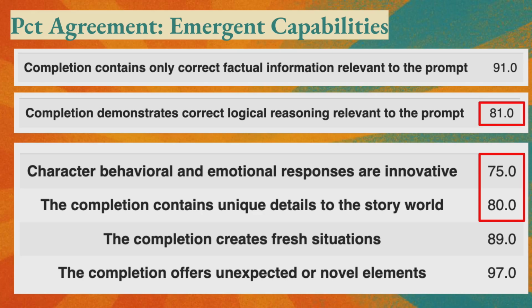The other two, I feel great. Completion creates fresh situations, 89%. That's close enough to 90%. And the completion offers unexpected or novel elements, 97% alignment. Perfect. You can't really ask for more than that.